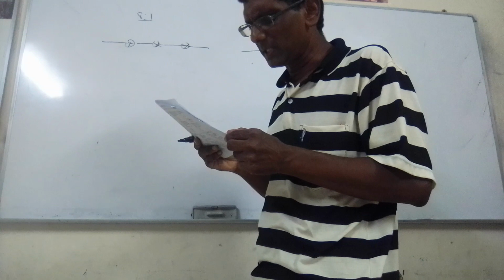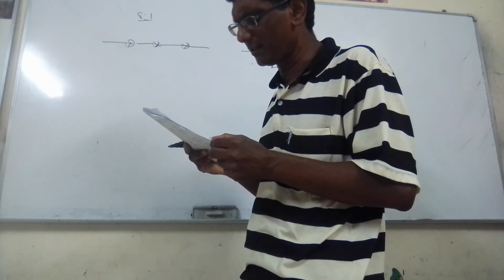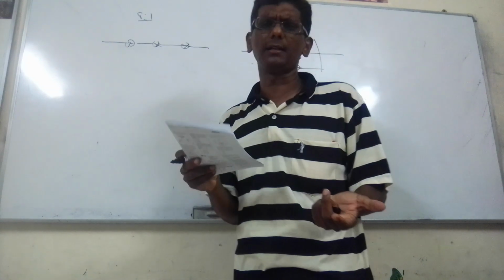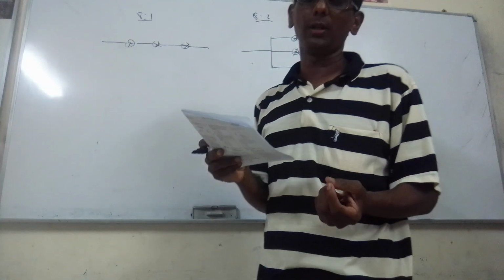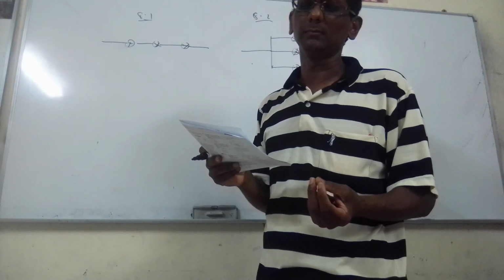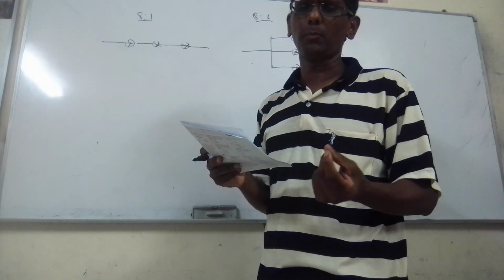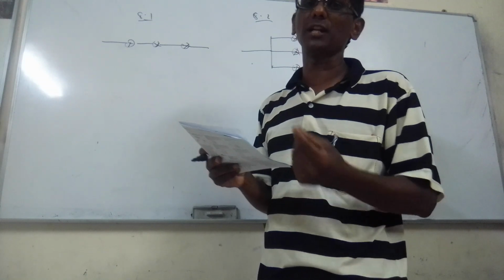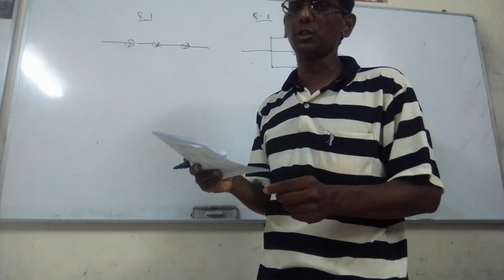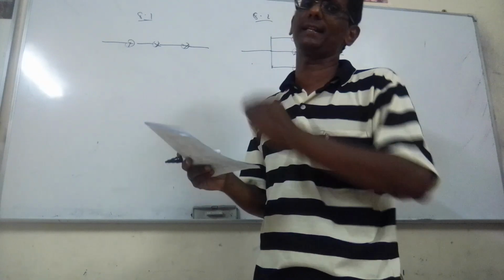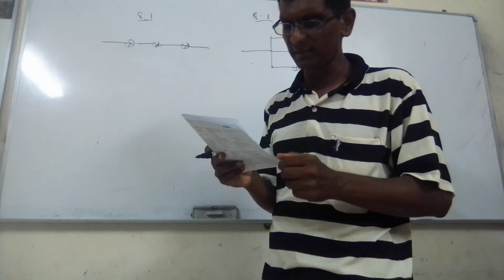What is meant by the electrical resistance of the conductor? Electrical resistance, what do you call it? We call it the ratio of potential difference to electric current. That is called electrical resistance.